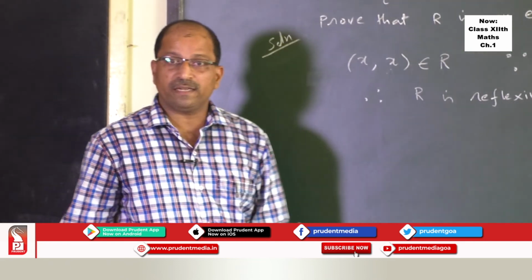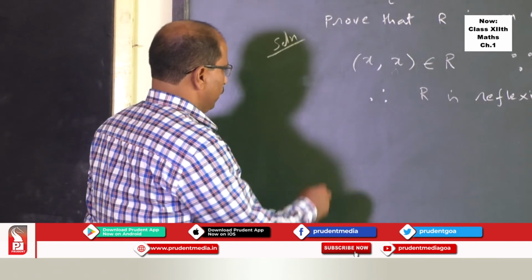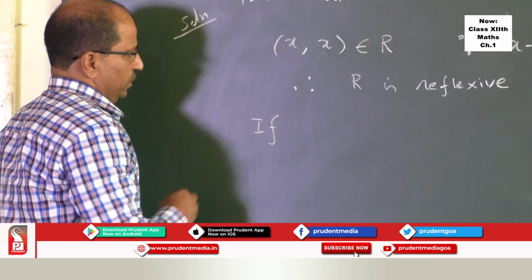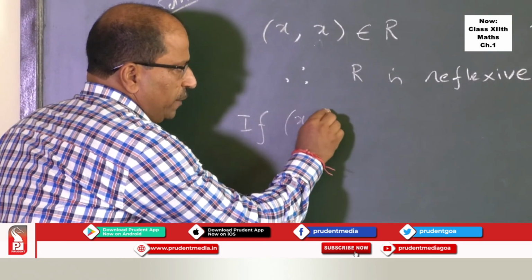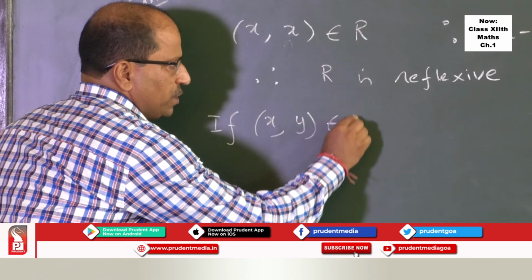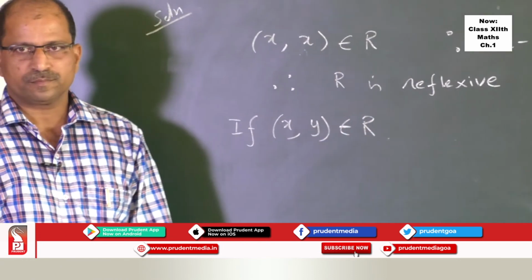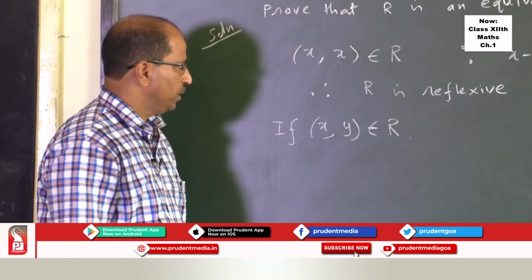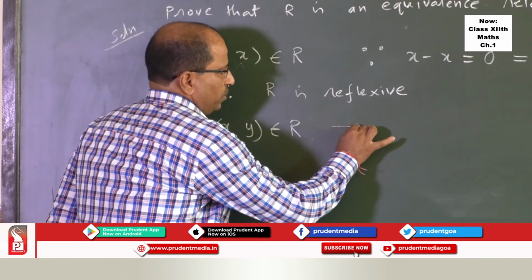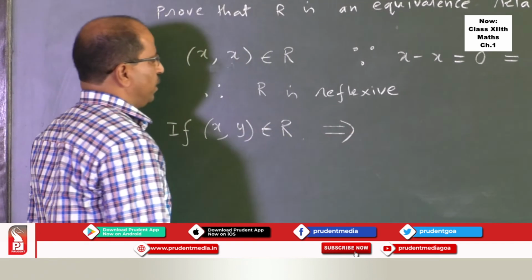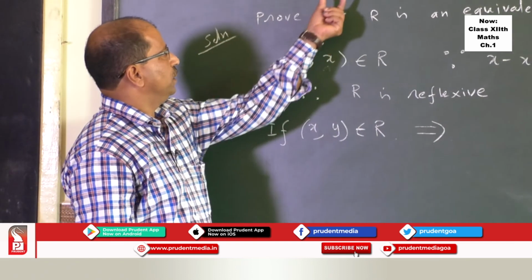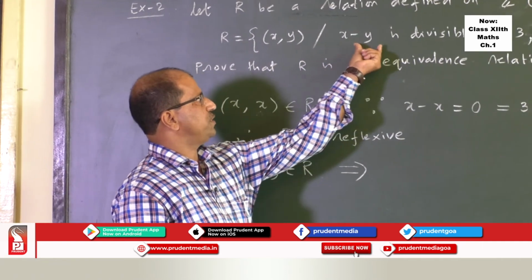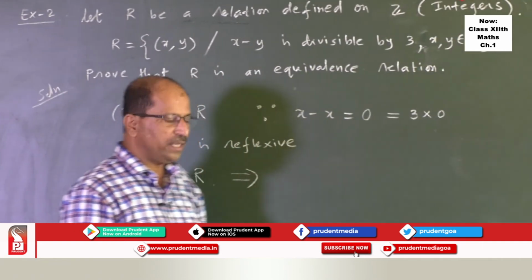Let us try the second one, the symmetric property. Symmetric starts with the condition if x comma y belongs to the relation. And what does this imply? What is the meaning of x comma y belongs to the relation? Now, x comma y belongs to the relation if x minus y is divisible by 3.